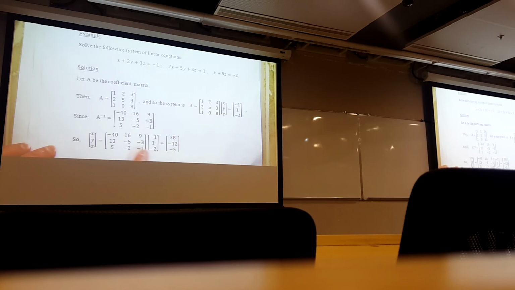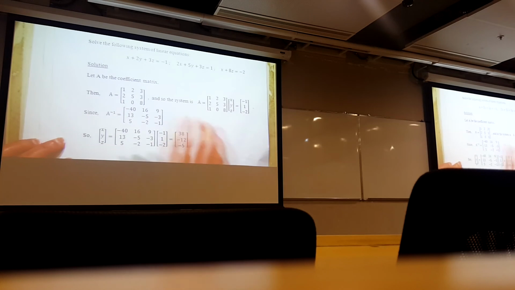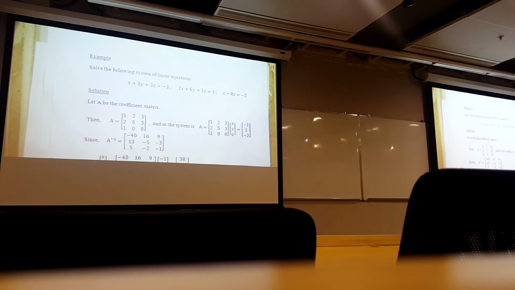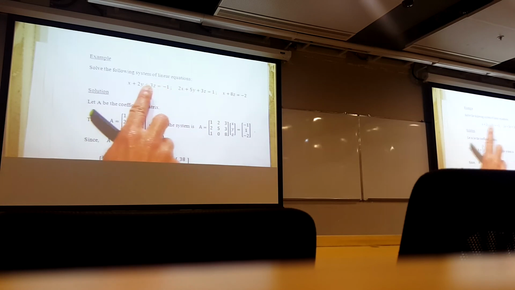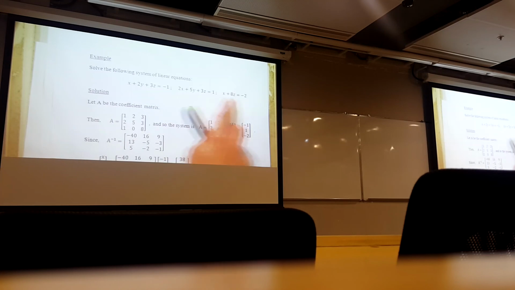You do not have to think anything, just dot product. You can calculate, and the result is this vector. So x equals this one, y equals this one, z equals this one. Now, if you want to verify this, you can substitute x equal to 30, y equal to 12, z equal to minus 5 into these equations. You find the right hand side equal to minus 1, 1, and minus 2. Verification.